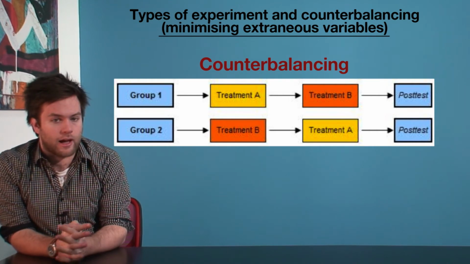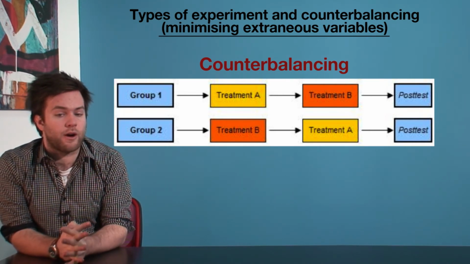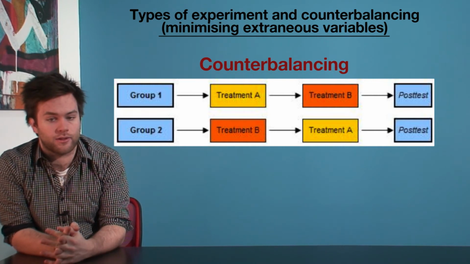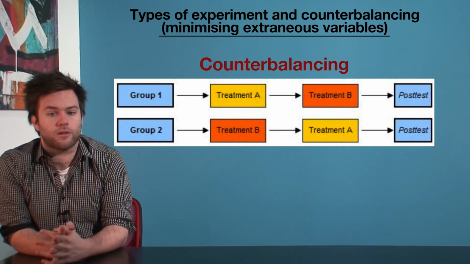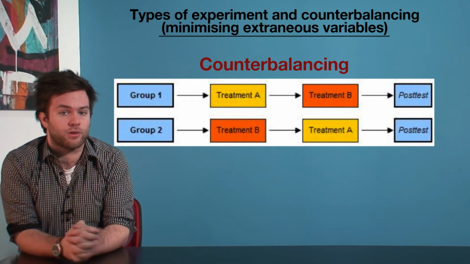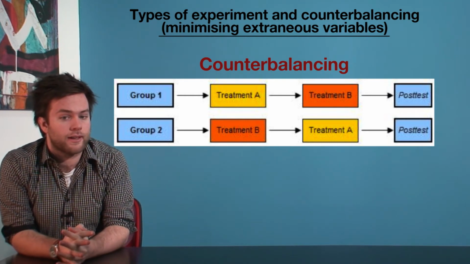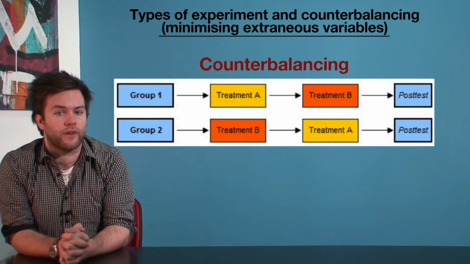In counterbalancing, half of the participants are exposed to the experimental condition and then the research condition, whilst the other half are exposed to the research condition and then the experimental condition. By doing this, the study is likely to avoid order effects.